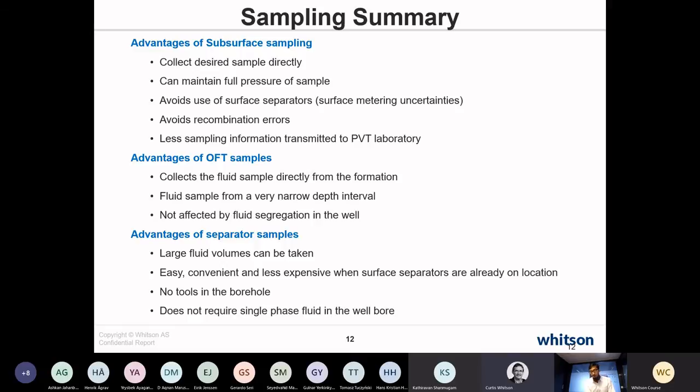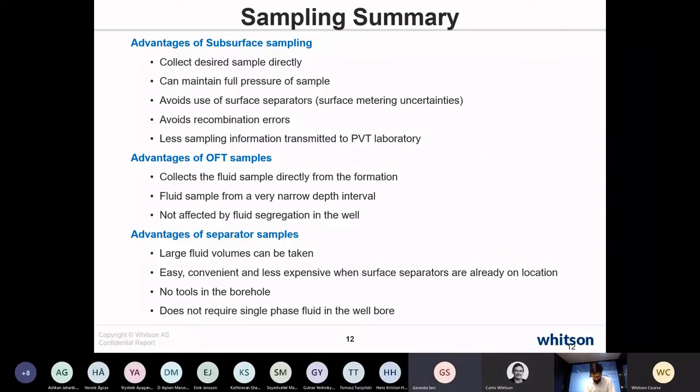So you could just have the laboratory do the remaining separation stages at laboratory conditions and get that shrinkage factor. It's better, more accurate, and more efficient than trying to collect samples at each stage in the actual process, I think. Okay, thanks.